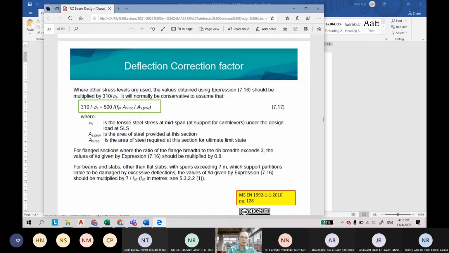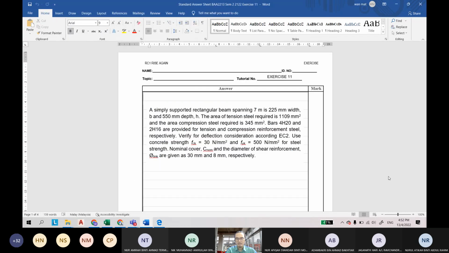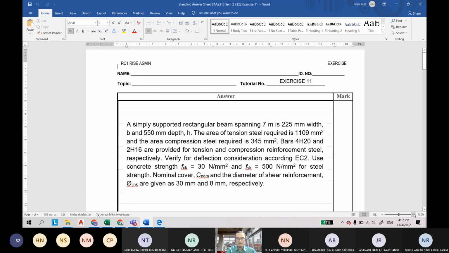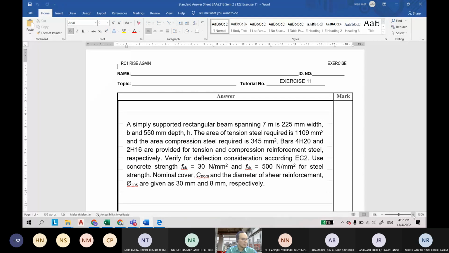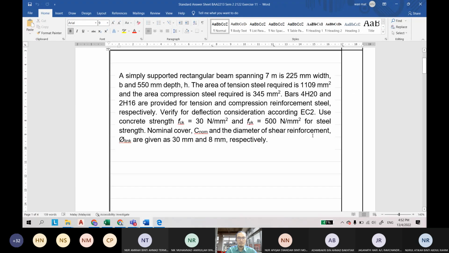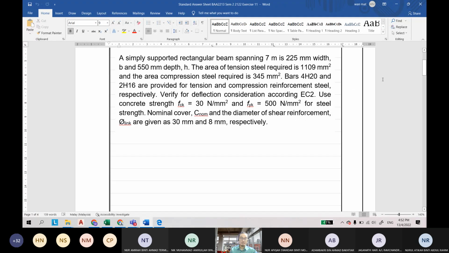So without any delay, let's start with our exercise. This is exercise 11, quite similar to example 1.10 in our module, but I changed some values. So this is the situation. Let's start now. Bismillahirrahmanirrahim.